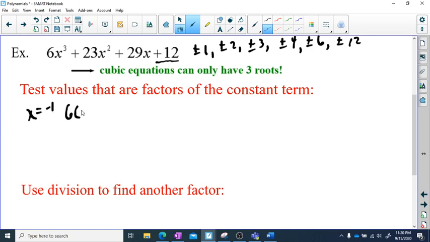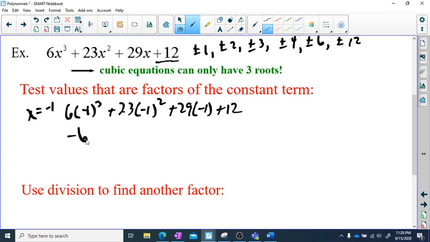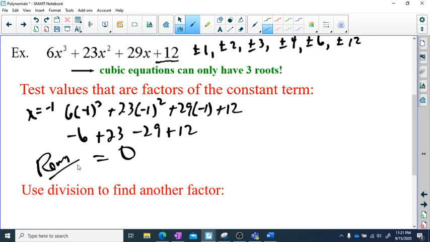I would get 6 times negative 1 cubed plus 23 times negative 1 squared plus 29 times negative 1 plus 12. Let's see what we get. So negative 1 times 6 is negative 6, plus 23, minus 29, plus 12. That gives me negative 35 and a plus 35. Well, I was lucky. First one I tried worked. It won't always be that way, but in this case that first one we did through trial and error gave us 0.